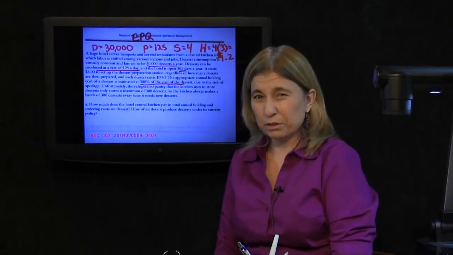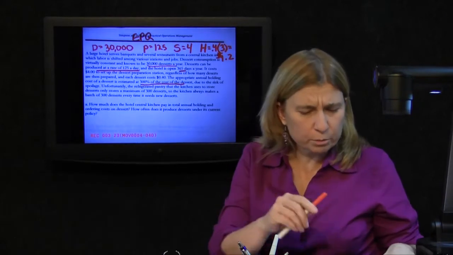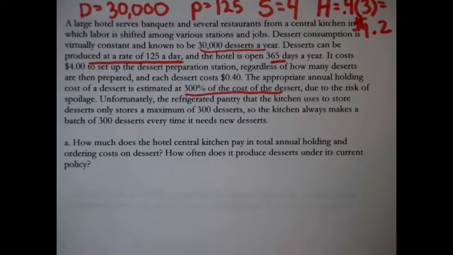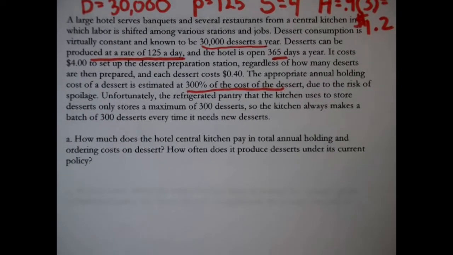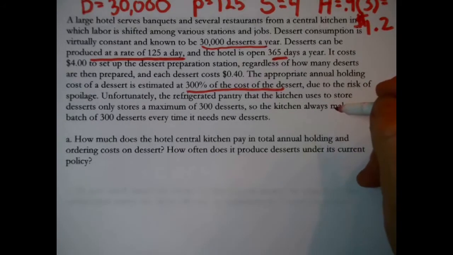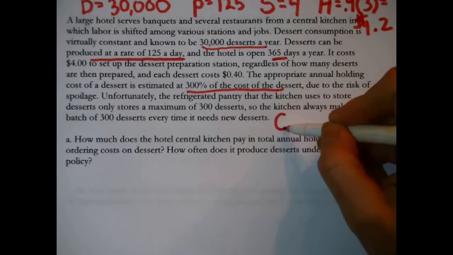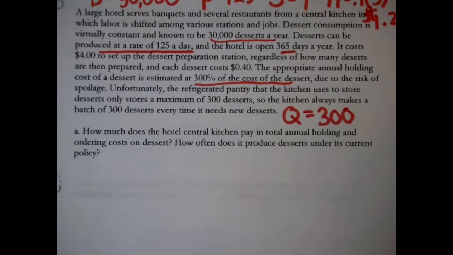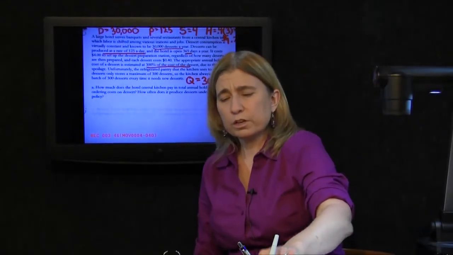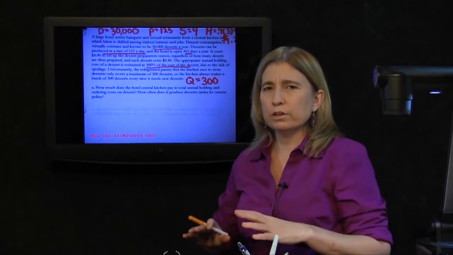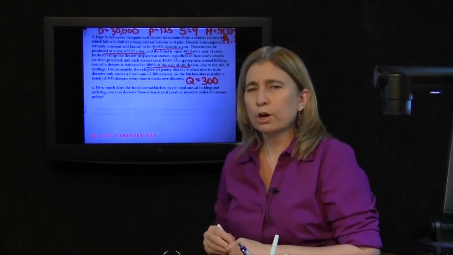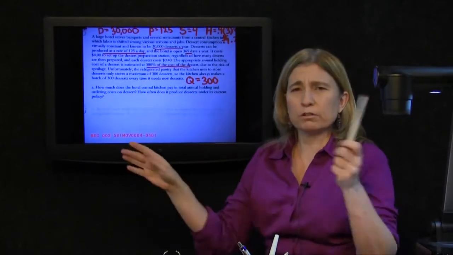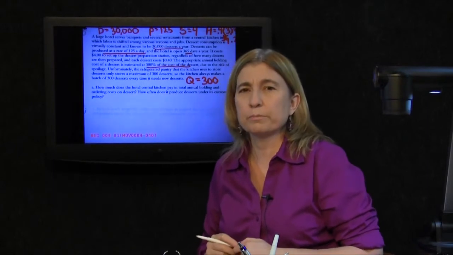Not that we would hold a dessert in inventory for a year, but we're going to need that for the formulas. Okay, now what else? Unfortunately, the refrigerated pantry that the kitchen uses to store desserts only stores a maximum of 300 desserts, so the kitchen always makes a batch of 300 desserts every time it needs new desserts. Interesting. Here is an example of a scenario in which we're thinking, okay, I have the D, I have the S, I have the H, I'm going to need to find Q, the amount that should be ordered. That was already decided. That's what that last sentence means. Q equals 300. They make these 300 at a time.